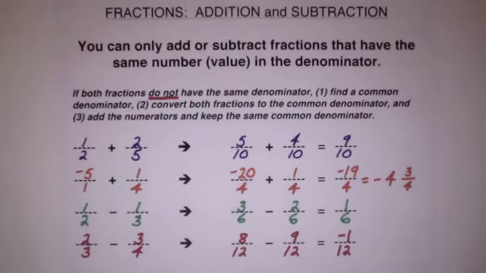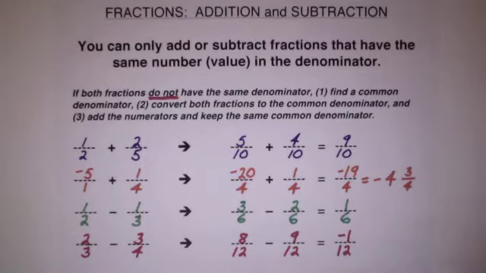In the next example, I have a negative number and it's over 1. Anything over 1 is itself. So instead of writing -5, the whole number -5 plus 1/4, I need the -5 written as a fraction. So I must write it over 1. So -5 over 1 plus 1/4.